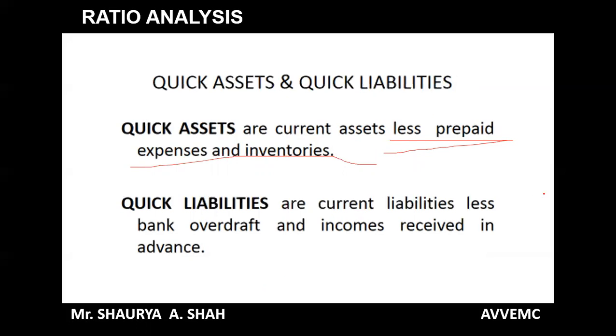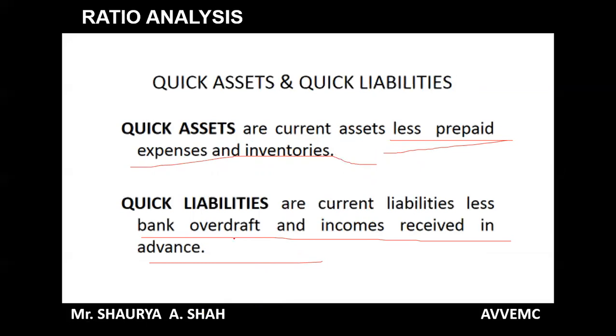Quick liabilities are current liabilities less bank overdraft and incomes received in advance, right? So you need to remember these two things. Quick assets are your assets less prepaid expenses and inventories. Quick liabilities are current liabilities less bank overdraft and incomes received in advance. I hope it is clear.